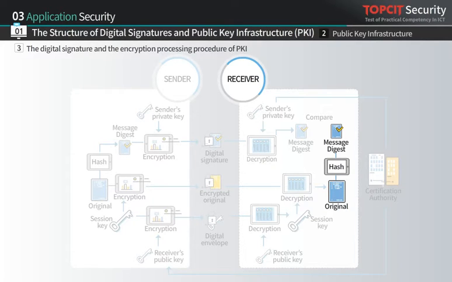Thus, the message digest is created by applying a hash algorithm to the decrypted original text. This is a procedure that checks whether the two message digests match by comparing the extracted message digest and the original message digest.